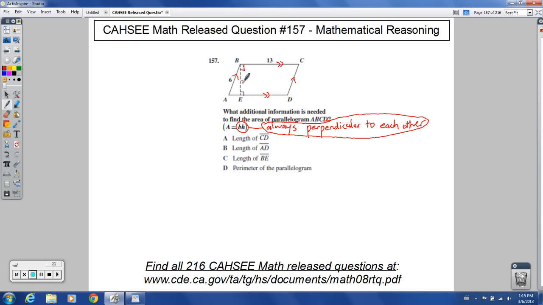We would need to know this part. This right here is my H. That is the same thing as the length of BE. So number 157, to be able to figure out the area of this, this is not the height.